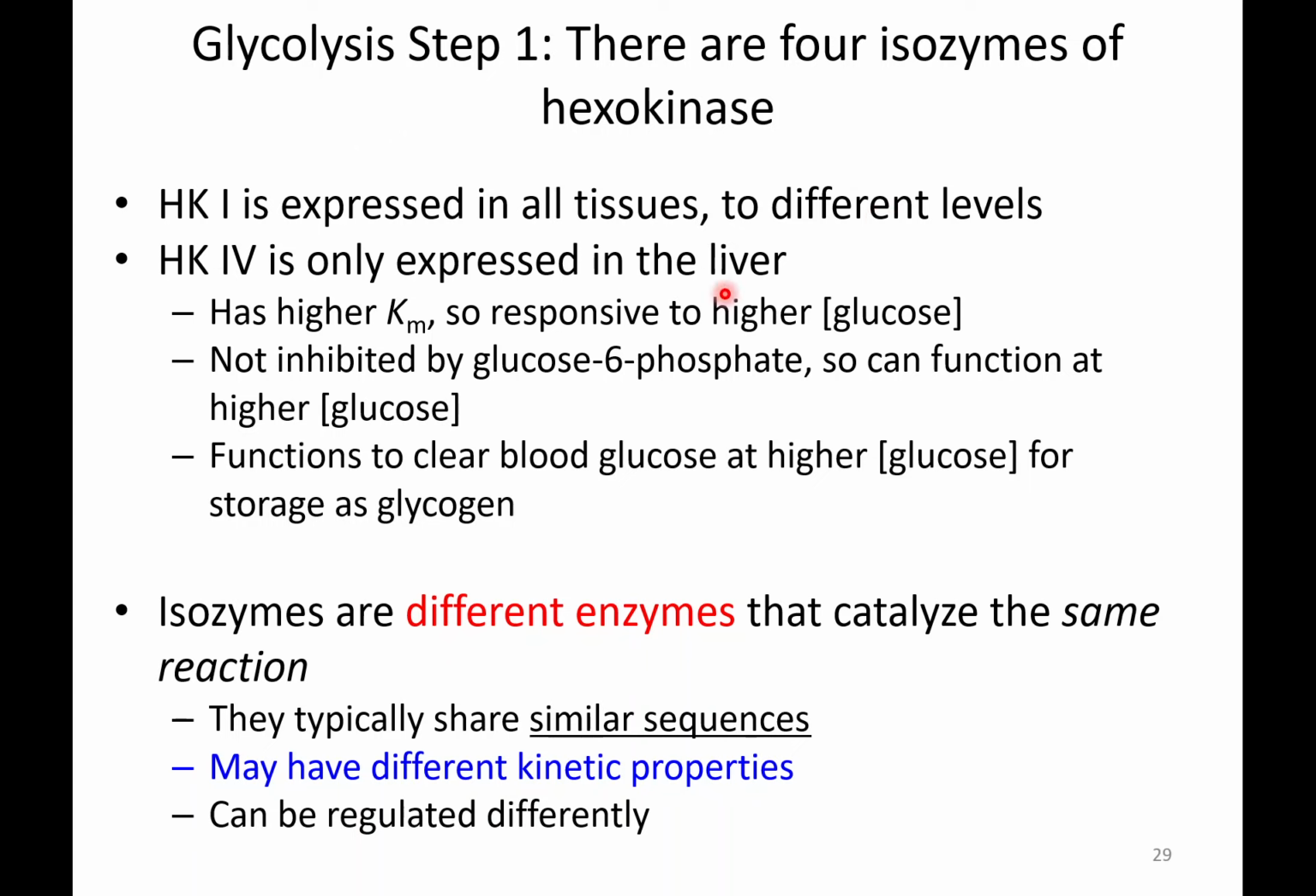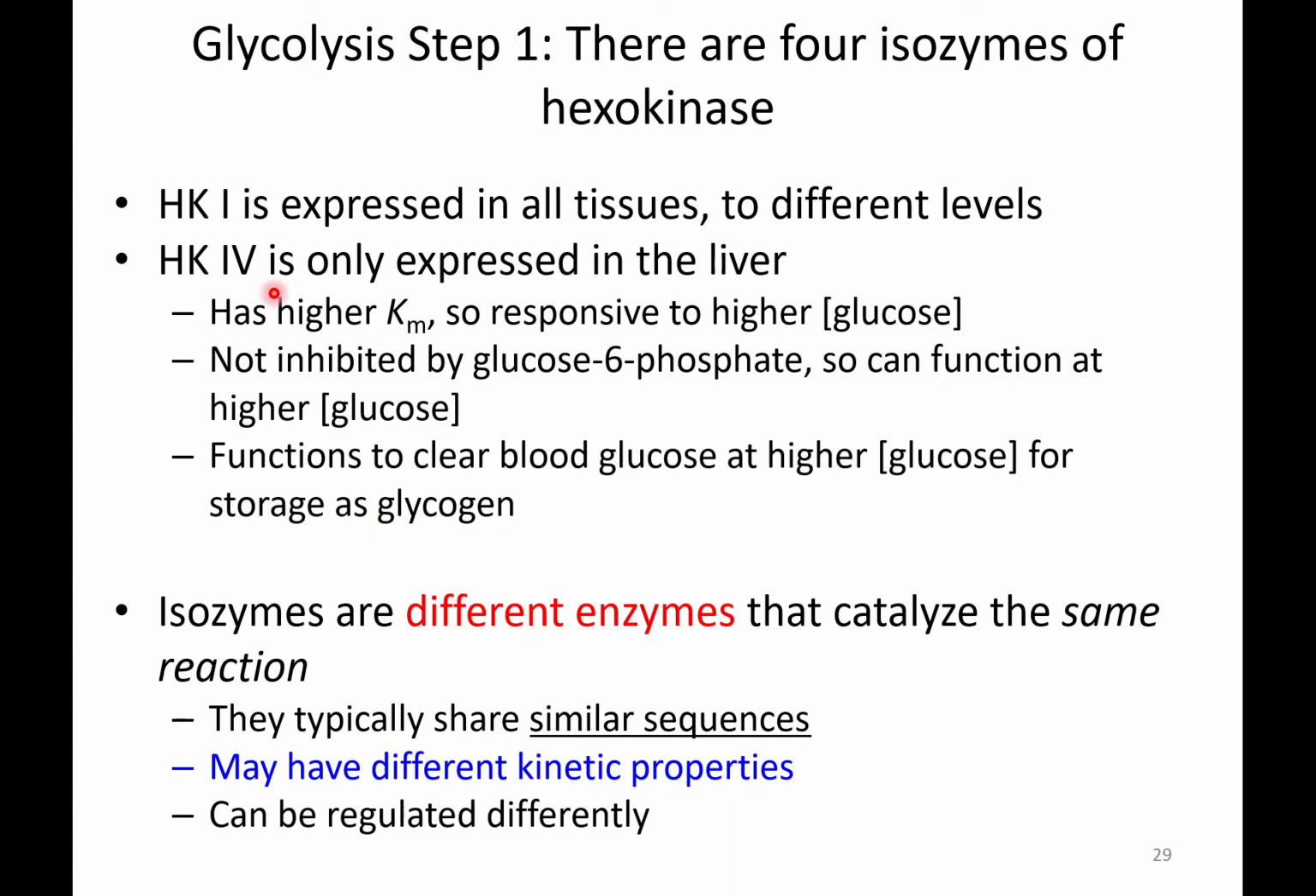Hexokinase 4 is only expressed in the liver, and it has different kinetic properties. One of the differences is it has a higher Km. What does that mean? It means it's responsive to a higher glucose concentration. It's also not inhibited by glucose 6-phosphate, so it can function at higher glucose concentrations. It functions to clear blood glucose at higher glucose concentrations for storage as glycogen.